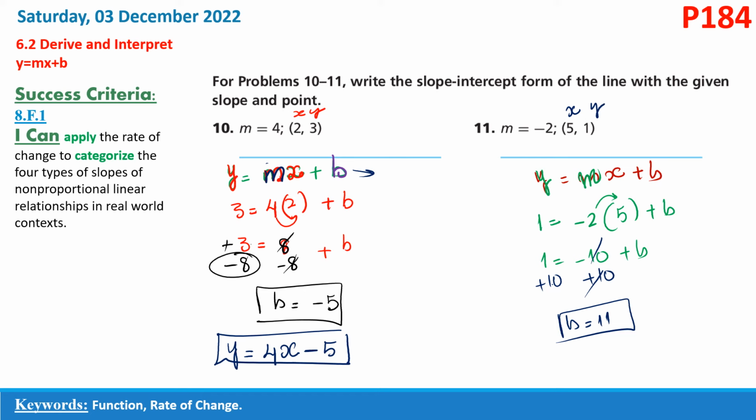Now replace y equals mx plus b: m is negative 2, which is already written in the question, x as it is, and then plus b by 11. So this is the equation of the line in slope-intercept form.